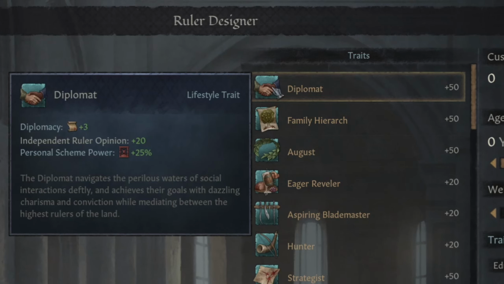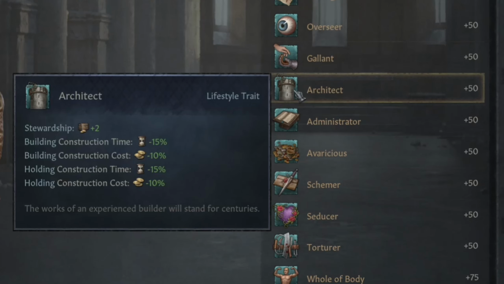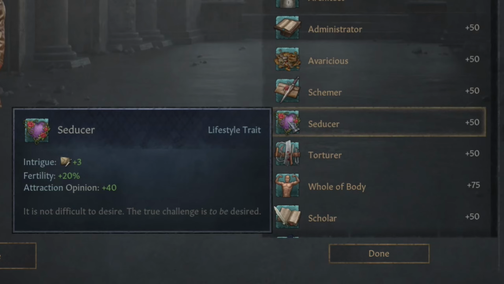Diplomat gives a massive +23 total opinion, which is almost the same as +23 diplomacy. It's useful for builds that vassalize, which I'll have one later. Architect has discounts that are unique and can be good for a steward build. If you're playing a young female ruler in a male-dominated society, Seducer gives plus 40 opinion, so it's very efficient.